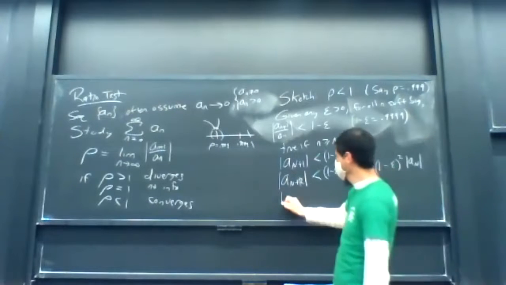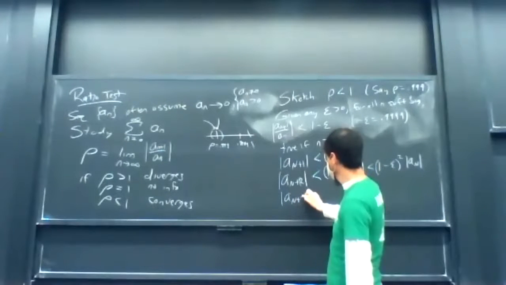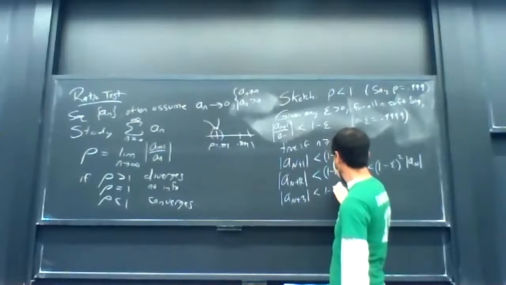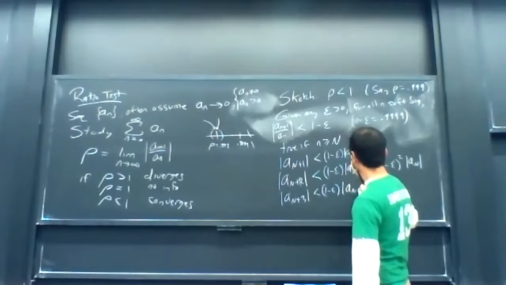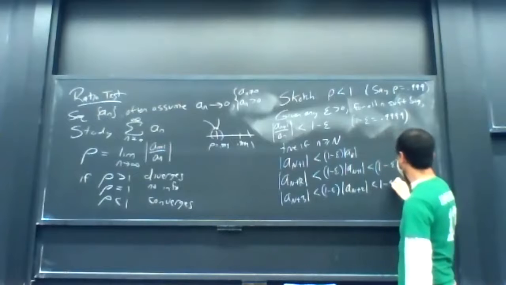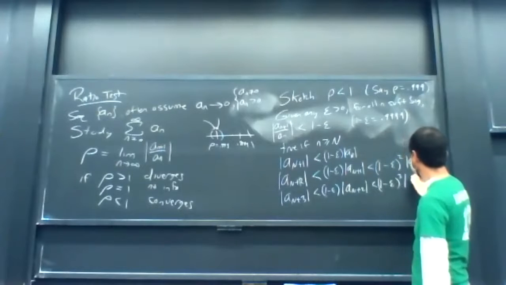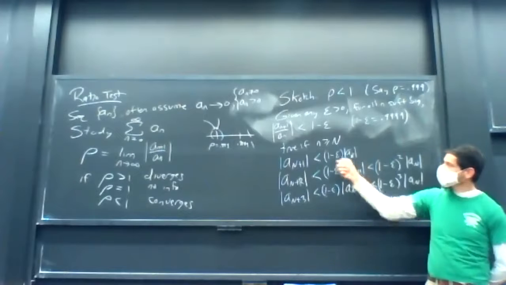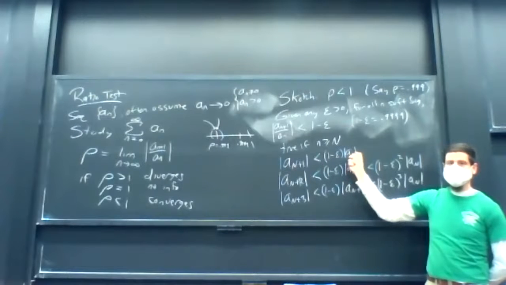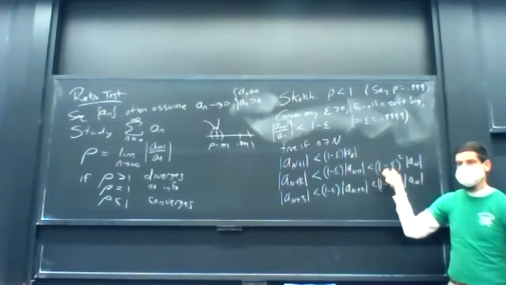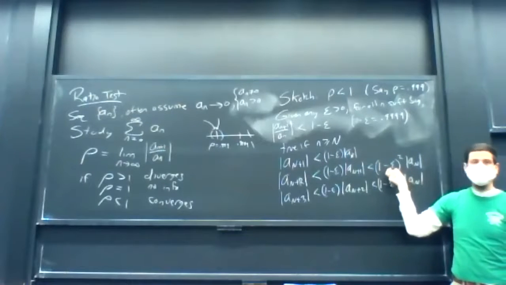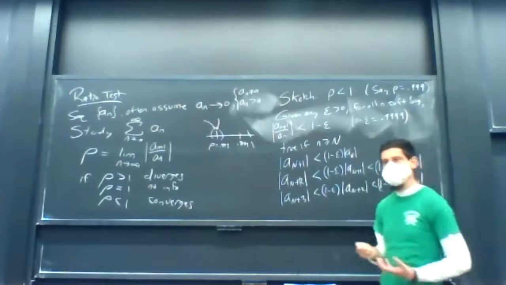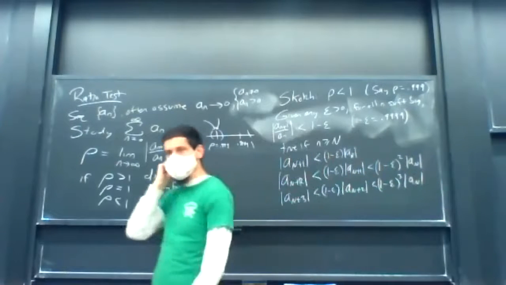And if you continue, you get a_{N+3} is less than (1 minus epsilon) times a_{N+2}. So it's less than (1 minus epsilon) cubed times a_N. And so you see from big N onward, each term is at most (1 minus epsilon) times the previous. It's bounded by a geometric series. So now you can do a comparison test.